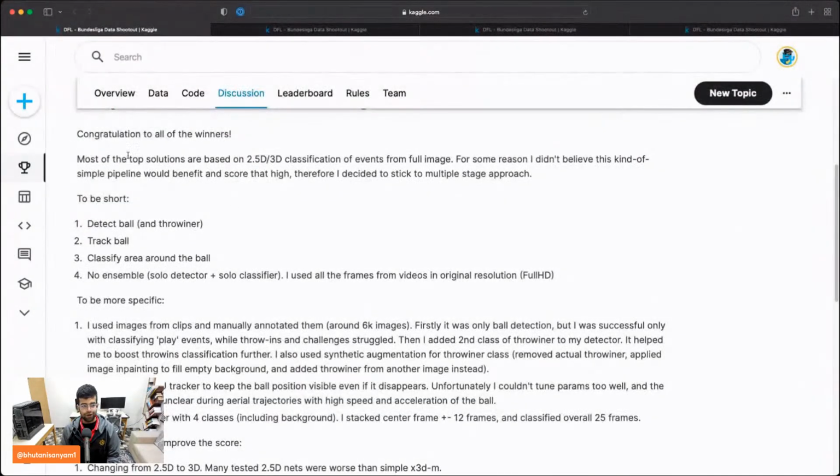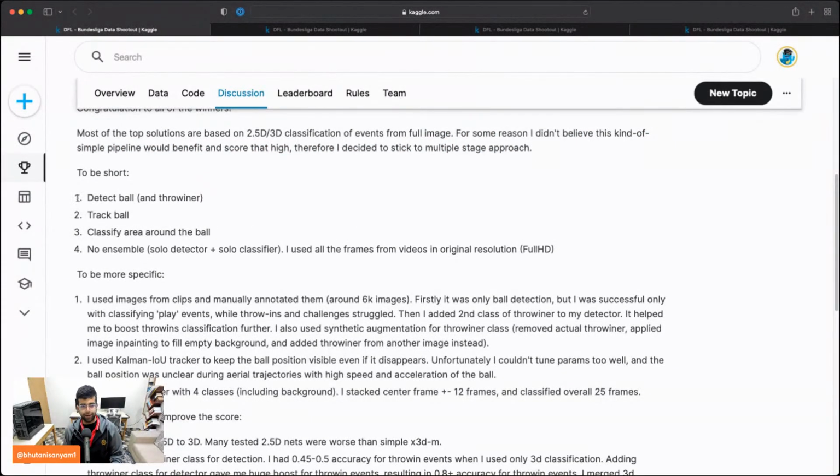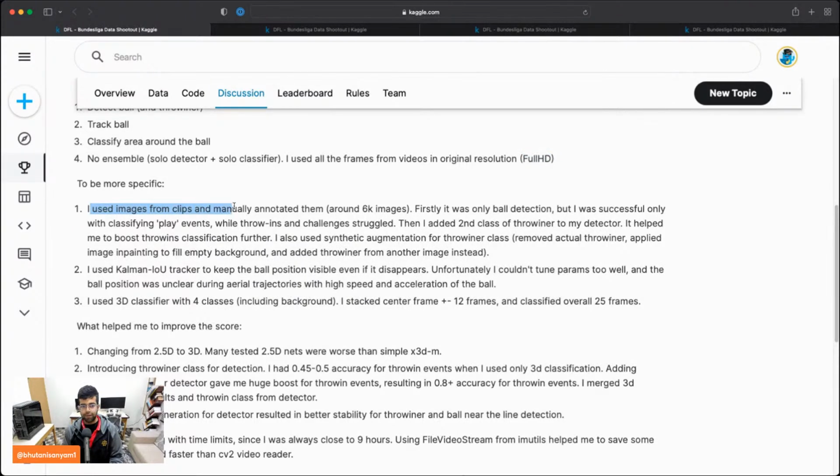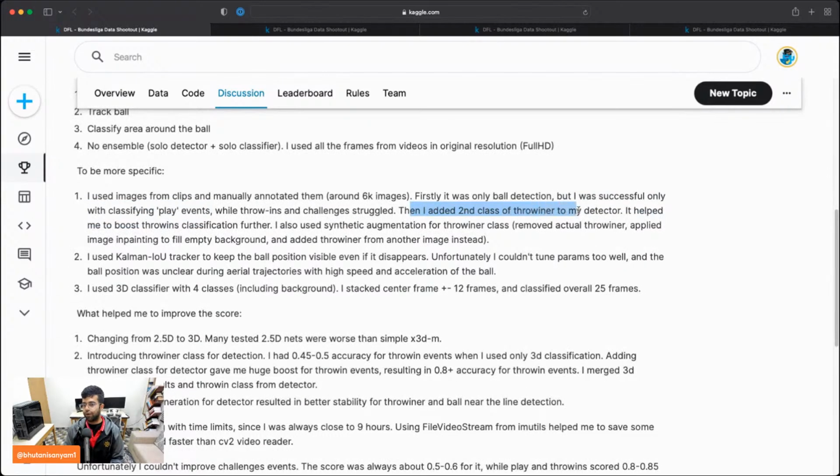The seventh place solution is quite short. Most top solutions are 2.5D or 3D classification. For some reason, this person assumed that it can't be that simple. So, in short, they detected the ball, tracked it, classified the area around it, and did not ensemble. He used a solo detector and a solo classifier, and used all the frames in original resolution, which is full HD. To be more specific, he used images from clips and manually annotated them. Firstly, it was only ball detection, but then he was successful only with classifying play events. Then he added a second class, throw-in, to his detector.